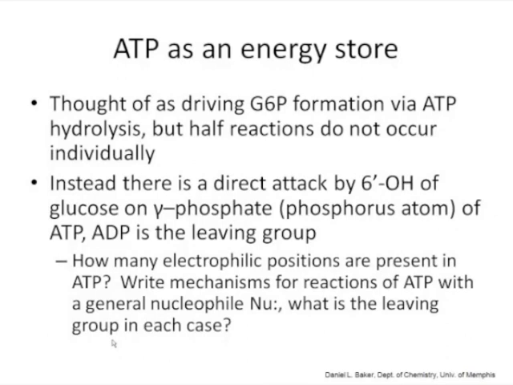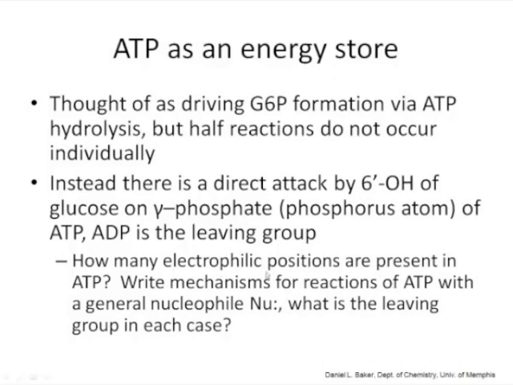So again, to reiterate, this reaction is thought of as driving the formation of glucose 6-phosphate via ATP hydrolysis. But again, these half reactions don't occur individually. Instead, there's a direct attack of the C6 hydroxyl of glucose on the gamma phosphate, specifically the phosphorus atom of ATP, and then ADP is the leaving group. And you should be able to rationalize at this point why ADP is a good leaving group. We can delocalize that negative charge that's generated.